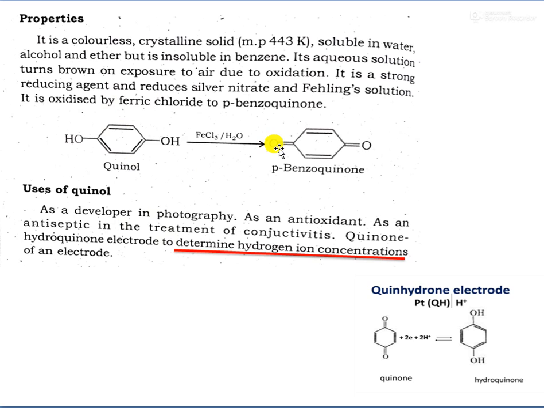So here, this quinol can again be oxidized to para-benzoquinone when treated with FeCl3 and water. This is actually a reversible reaction. This reaction, with quinol, is used in electrodes for the determination of H+ ion concentrations. So you can measure the pH of a solution using an electrode having these chemical compounds, and the name of this electrode is quinhydrone electrode.